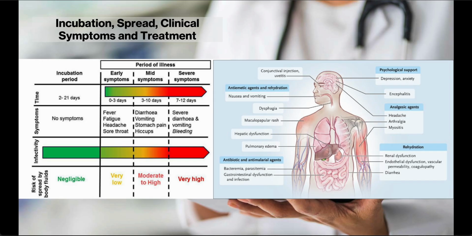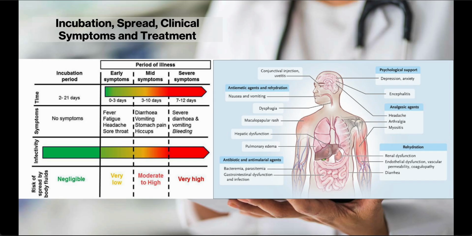Now, a quick overview of the virus's incubation, spread, and clinical symptoms and treatments. So incubation is 2 to 21 days, but most typically it's 6 to 10. It typically first shows as a non-specific illness characterized by malaise, fatigue, and myalgia. Then later it comes out as gastrointestinal issues such as anorexia, nausea, vomiting, and diarrhea.